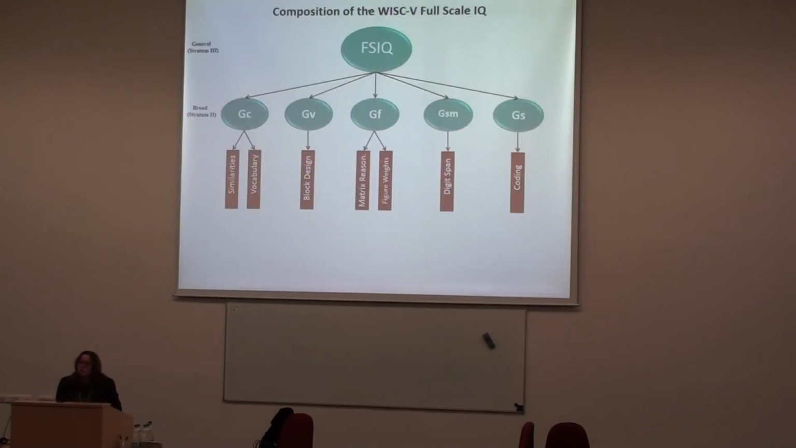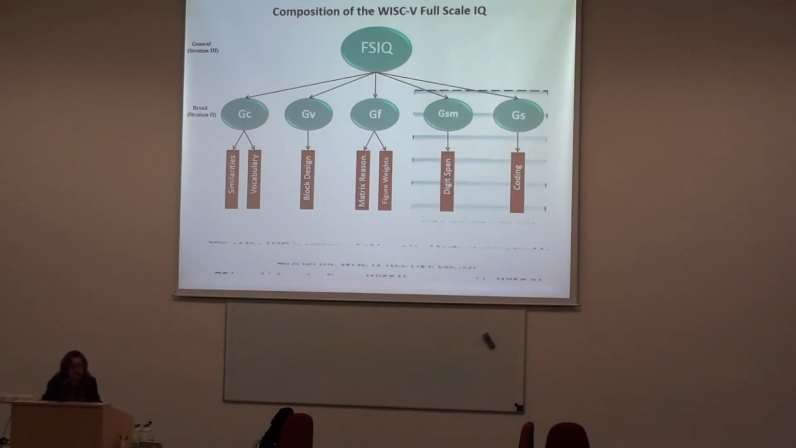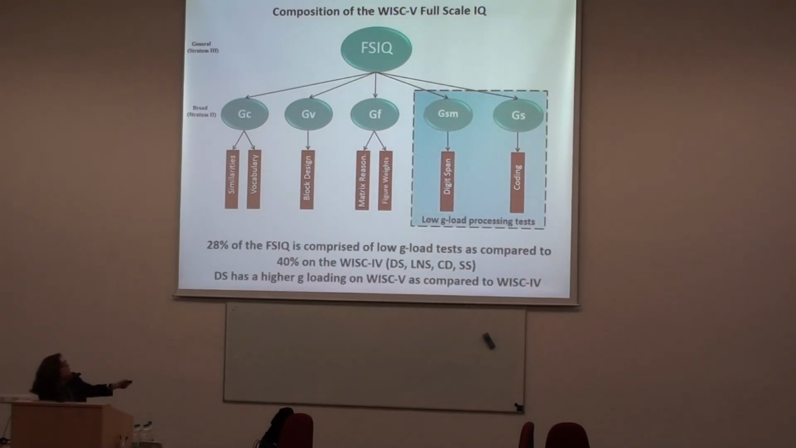Here's what the full-scale IQ looks like on the WISC-5. 2 tests of GC, a GV test, 2 tests of GF, a GSM test, and a GS test. So we have 7 tests now to make up the full-scale IQ on the WISC-5. Now these two tests have lower G loadings. A processing speed test has a pretty low G loading, right?